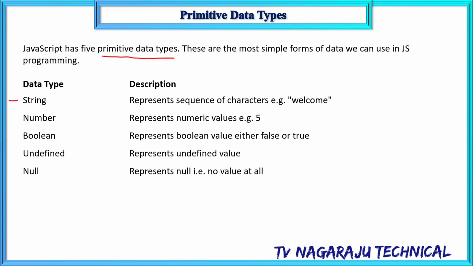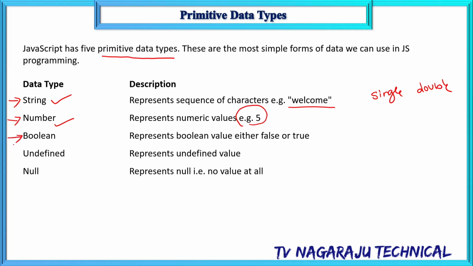The first one is string. What is a string? A sequence of characters enclosed within quotations. Remember, we can use either single quotation or double quotation; that is considered a string data type. Next is number. Number means numeric: a variable that holds a numeric value, whether it is an integer or a float, whatever it is. If it is a numeric value, that is considered the number data type.